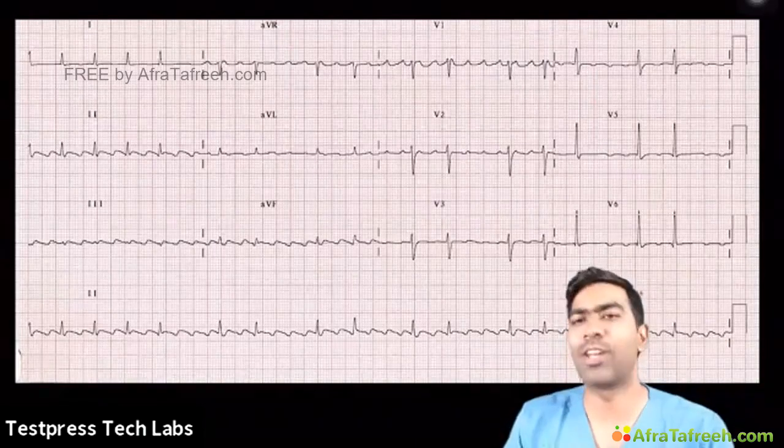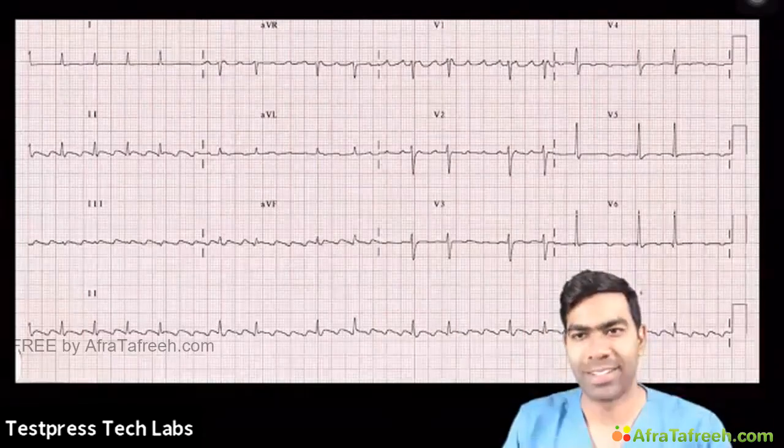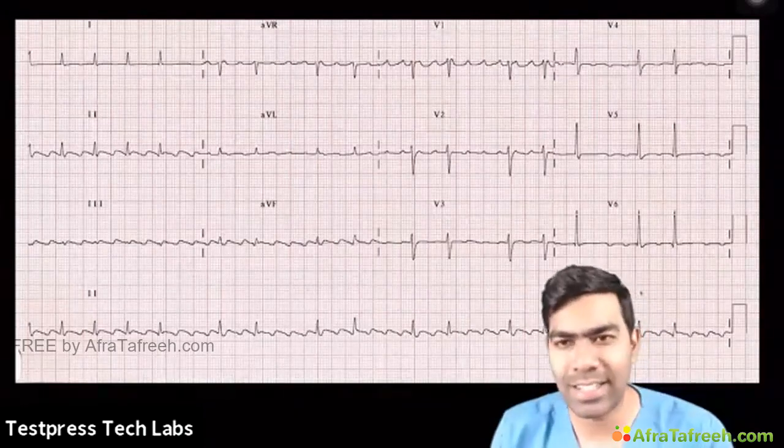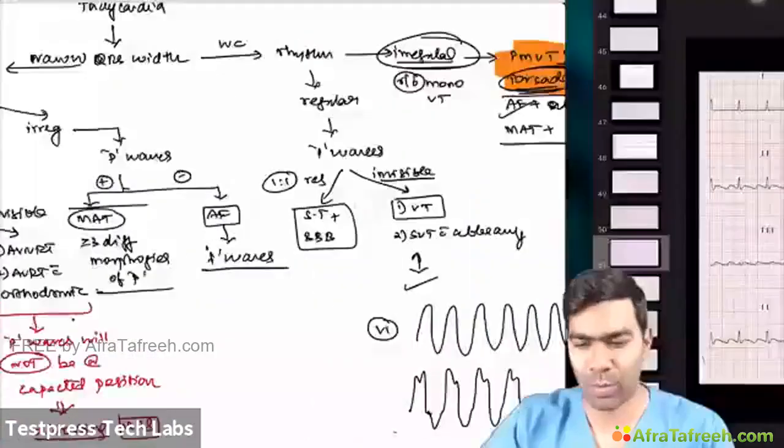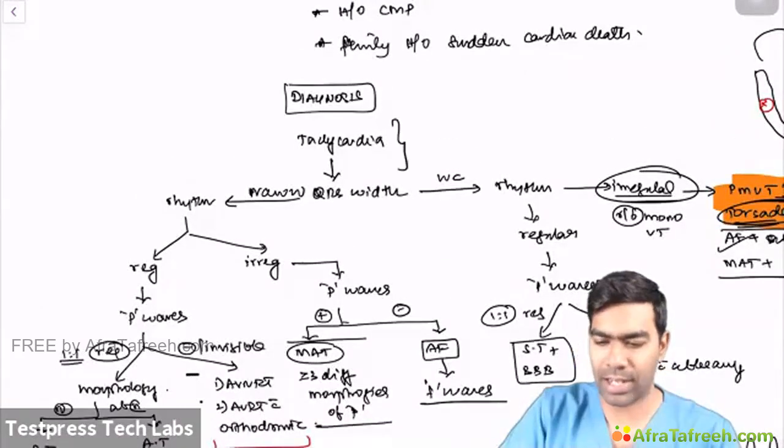This we are not put in the algorithm at all. Then how will you be knowing that this is the rhythm? So this is an atrial flutter. That's what I want to tell, because in the tachycardia algorithm, we don't really have this idea.